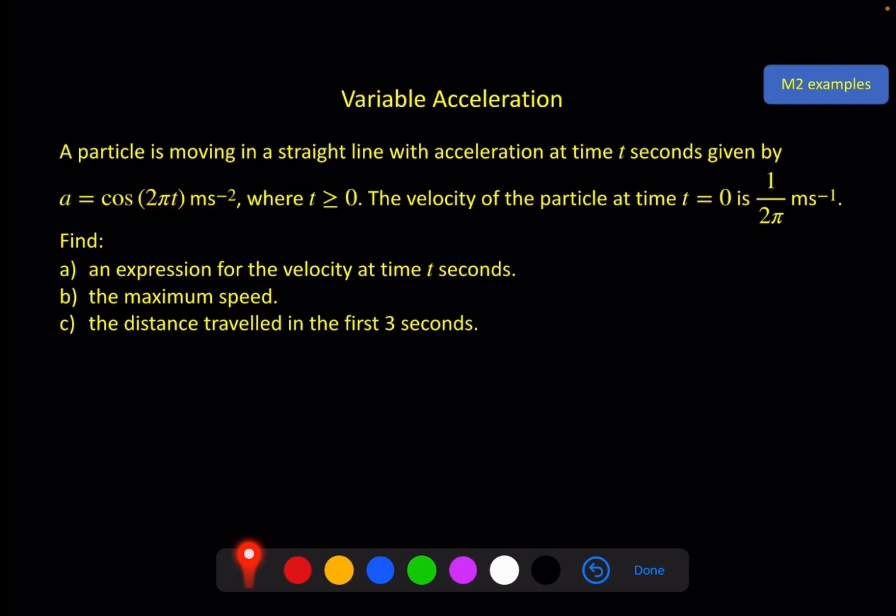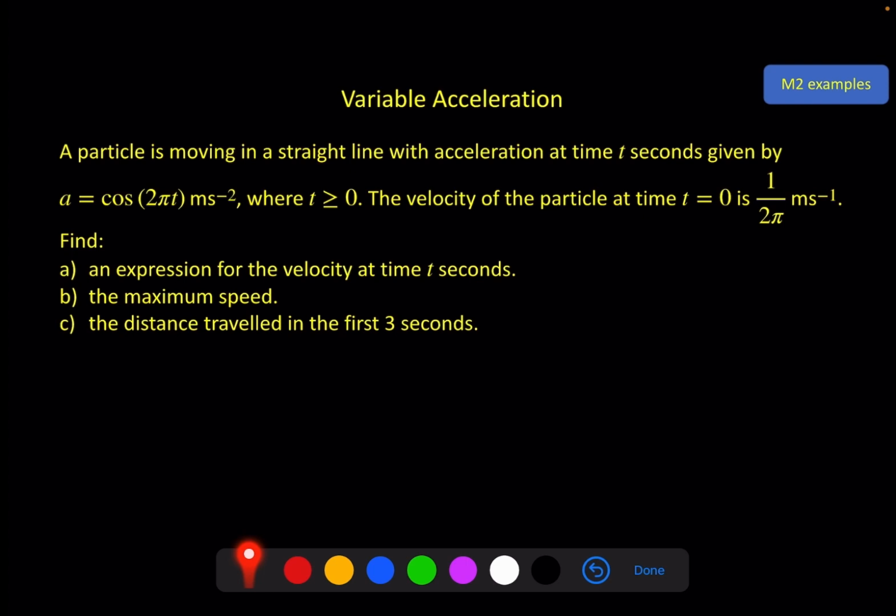Next example. A particle is moving in a straight line with acceleration at time t seconds given by this, where t is greater than or equal to 0. The velocity of the particle when t is 0 is this. Again, here's a boundary condition. Find these things here.